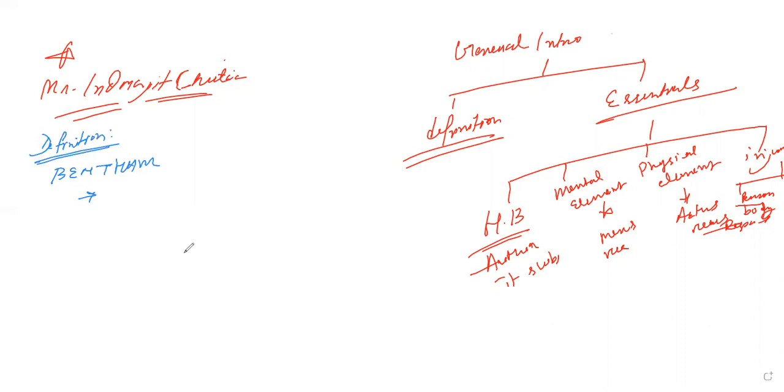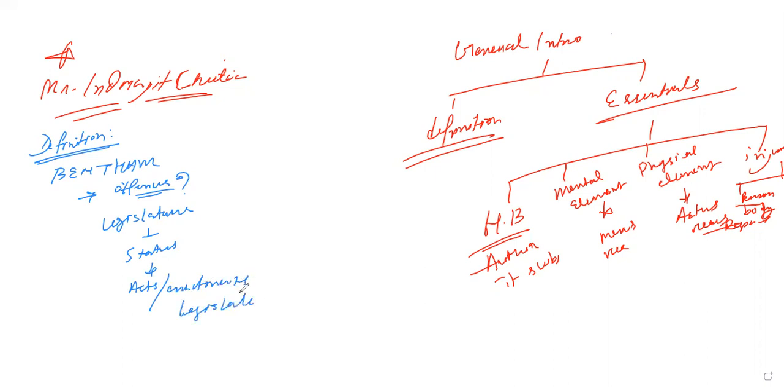Offenses are whatever the legislature has prohibited for good or for bad reasons. First of all, Bentham defined offenses. Offenses are whatever the legislature prohibits. Legislature means the statutes, the acts or enactments passed by the legislative body of any state. Legislative bodies here are Parliament and state legislatures, right? So offenses are whatever the legislature has prohibited for good or for bad reasons.